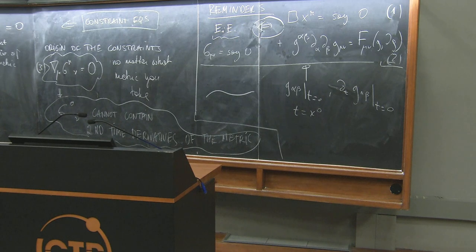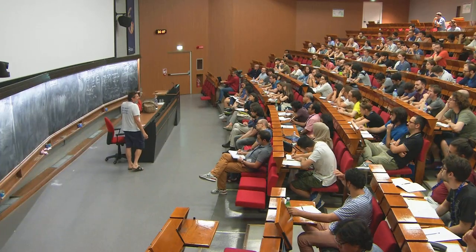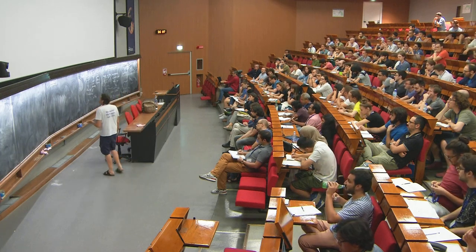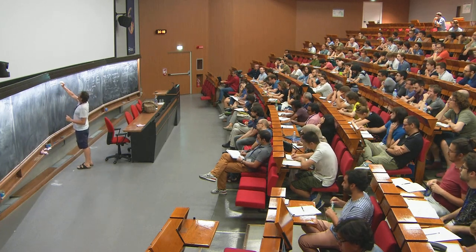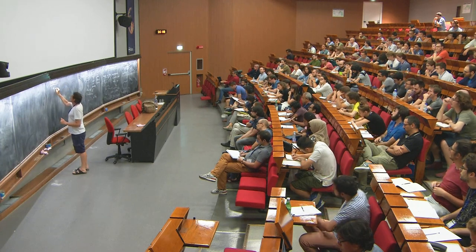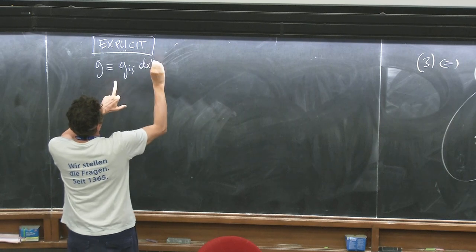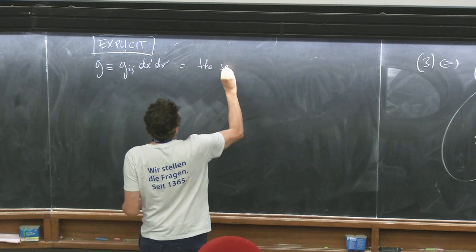So if I had a lecture on the Cauchy problem, it would take me about 2.5 hours to derive these equations properly. And I don't have time to do this. So let me just write down what they are. So let me say that g_ij from now on is the space part of the metric.